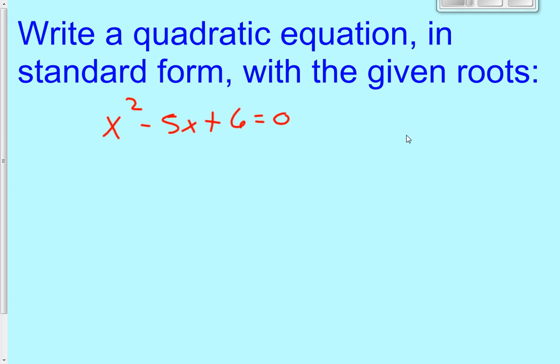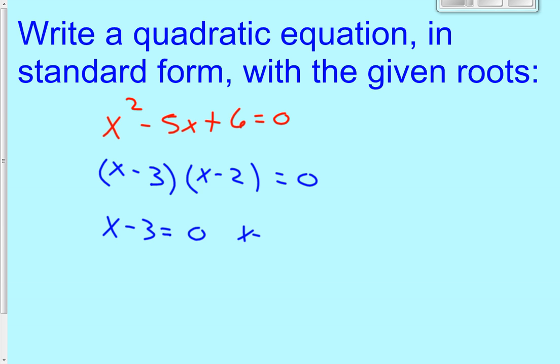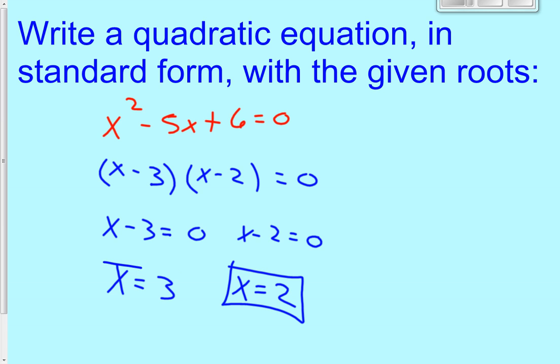So what you did is you went factoring, x minus 3 and x minus 2. And then you set each factor equal to 0. So x minus 3 equals 0 and x minus 2 equals 0. And then you added 3 to get x equals a positive 3 and added 2 to get x equals a positive 2. So you already know how to do this.